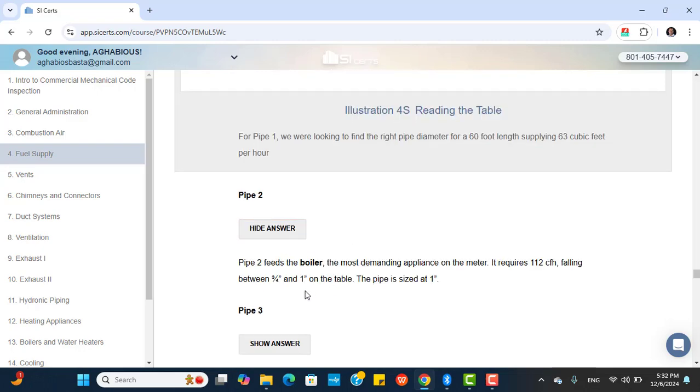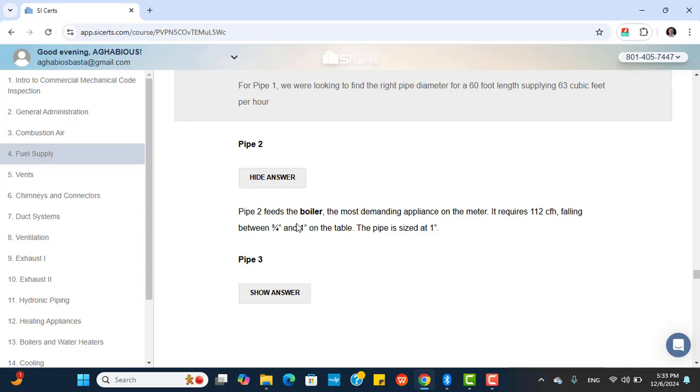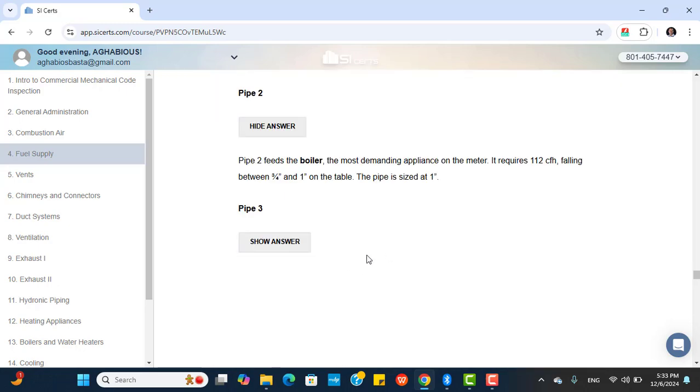Pipe 2. Pipe 2 feeds the boiler, the most demanded appliance on the meter. It requires 112 CFH, falling between 3/4 and 1. On the table, the pipe is sized 1.